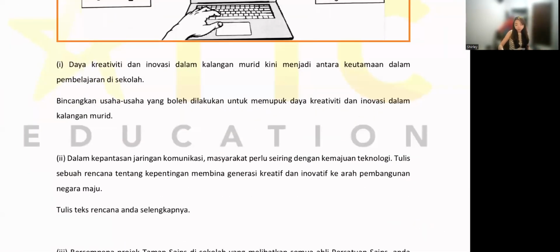Look at the first question. Daya kreativiti dan inovasi dalam kalangan murid kini menjadi antara keutamaan dalam pembelajaran di sekolah. Bincangkan usaha-usaha yang boleh dilakukan untuk memupuk. After form 5, you don't need to memorize the formats already. What? Kreativiti dan inovasi dalam kalangan murid.